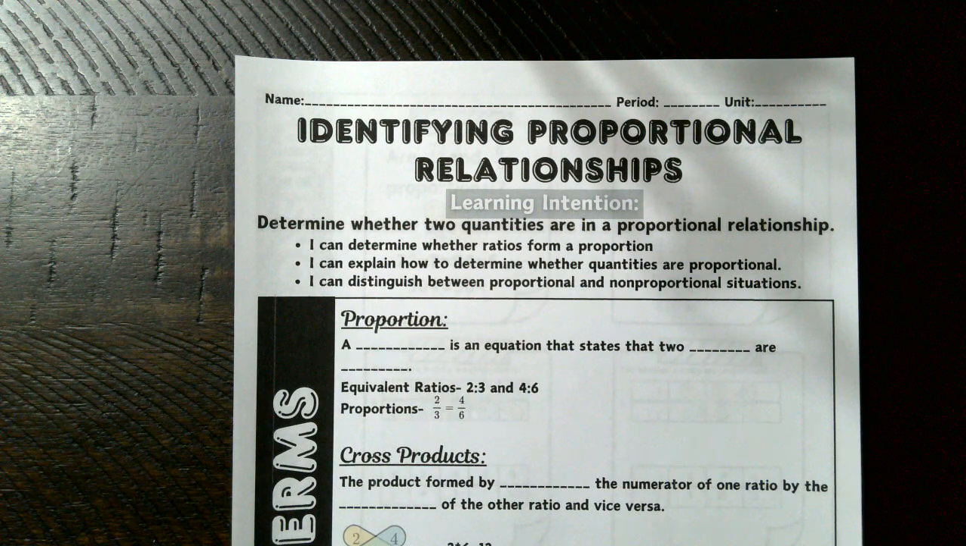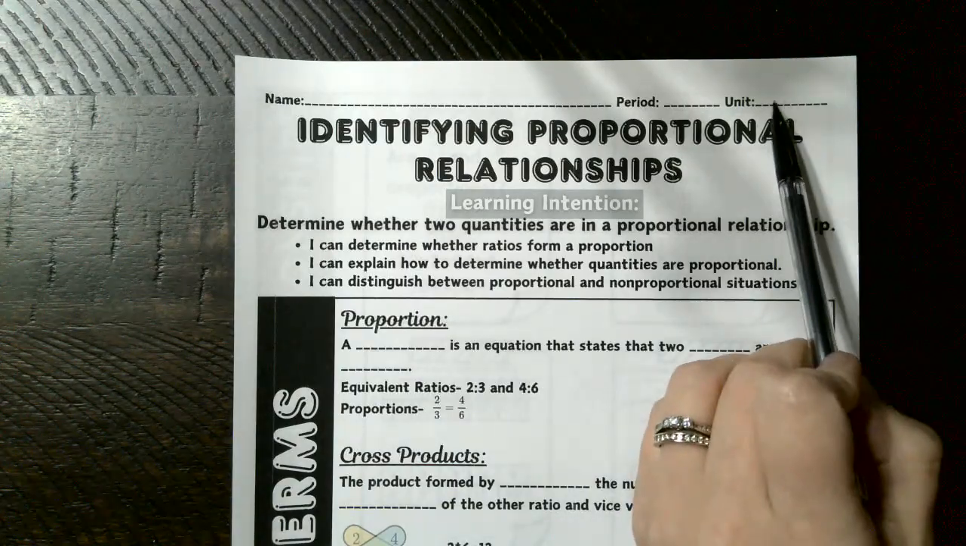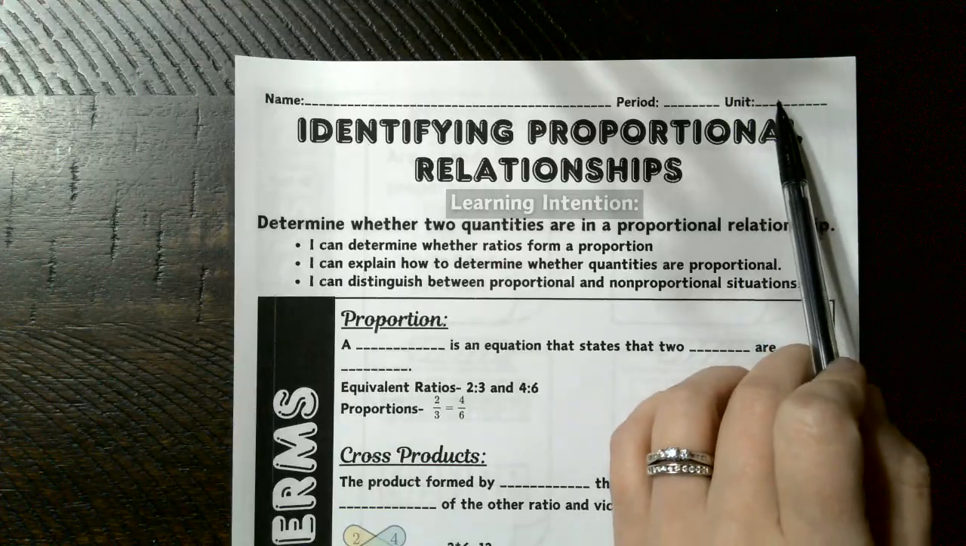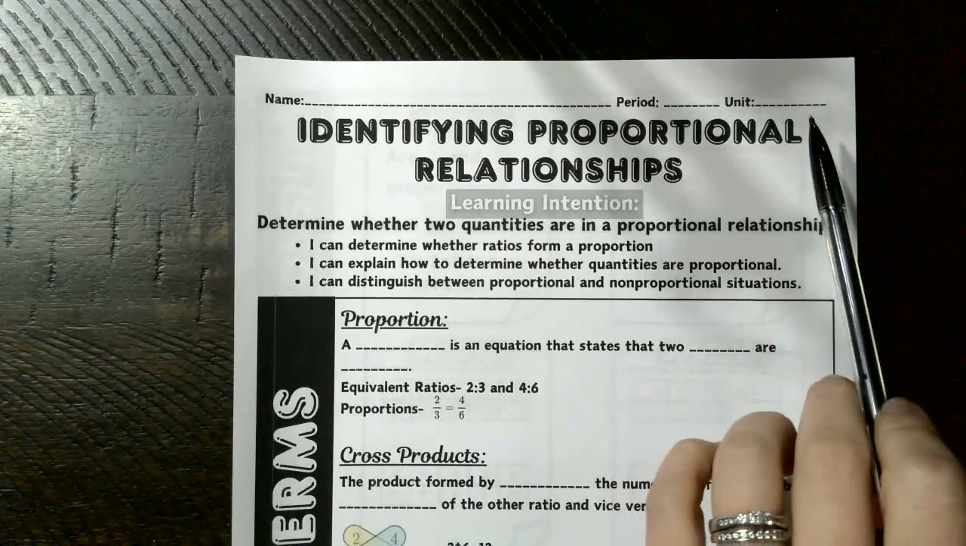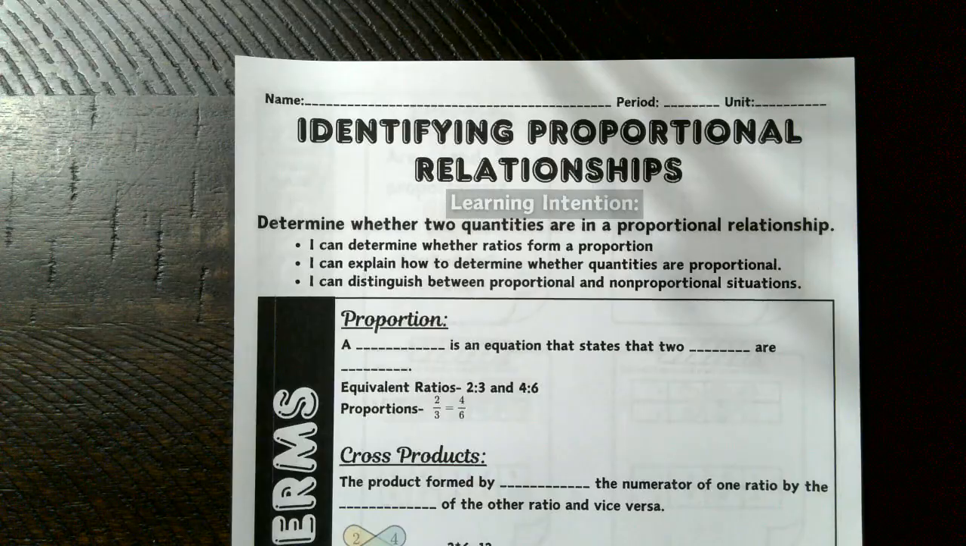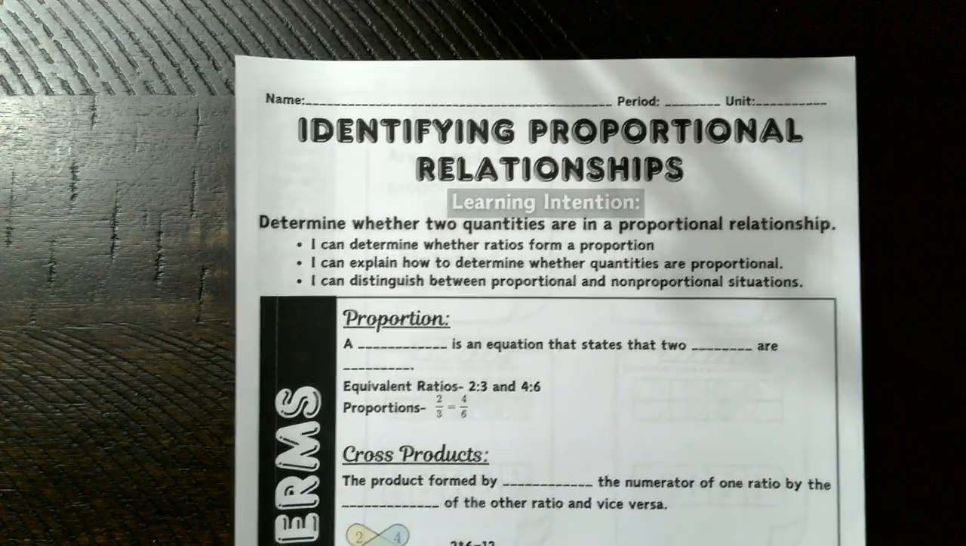All right, we're moving right along in Unit 5. So this section is going to be identifying proportional relationships. This is Unit 5, so make sure you put that here so that you can keep track of where you are at. This is Unit 5.3.